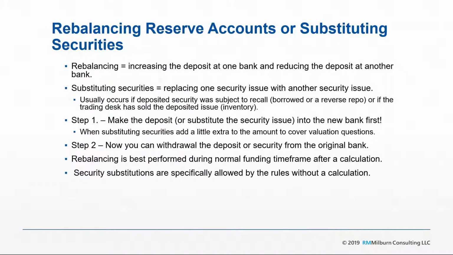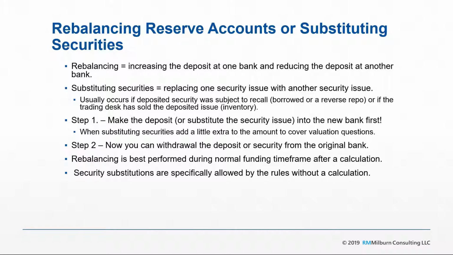All right, you'll also have some rebalancing of the reserve accounts or substitution of securities if you're using securities. So for rebalancing, that's increasing the deposit at one bank and reducing the deposit at another bank. Generally, this is Treasury that's going to initiate this. Substituting securities, that's replacing one security issue with another security issue. And that's usually going to happen if the security you're using is subject to a recall. In other words, it's borrowed or it's a reverse repo. Or if you have this as inventory, the trading desk has actually sold this particular issue.